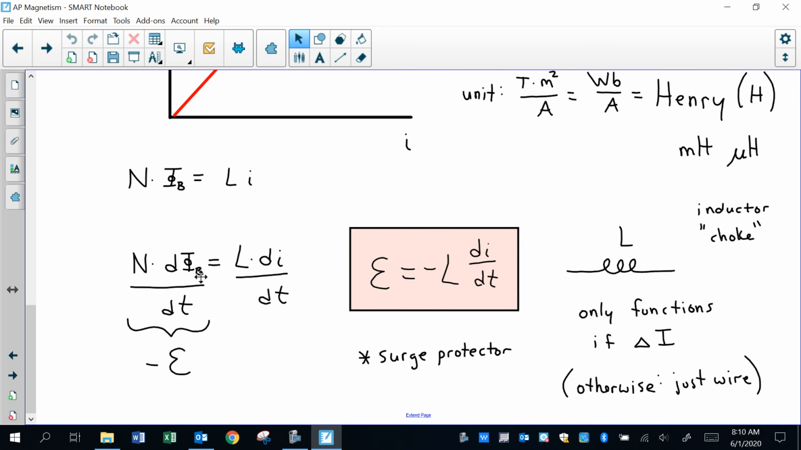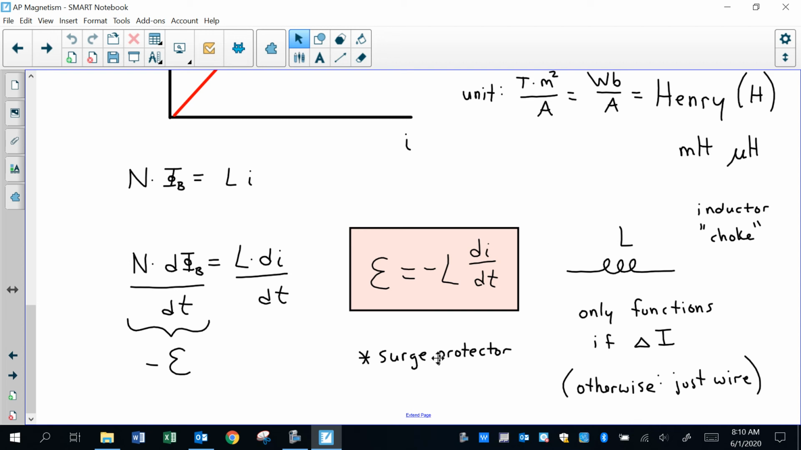So, continuing our work over here, that's from our graph. If we look at the rate of change between them, the rate of change of flux and the rate of change of current, we recognize this right here as our EMF, and so that is our equation. One of the things we'd use is a surge protector.